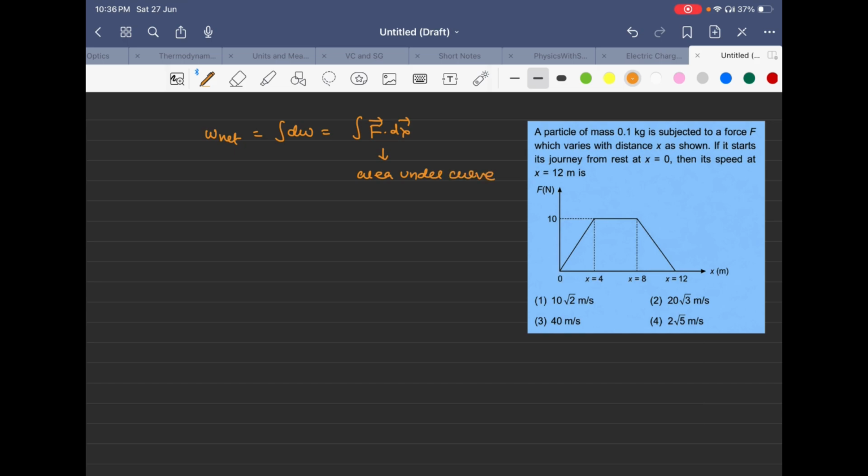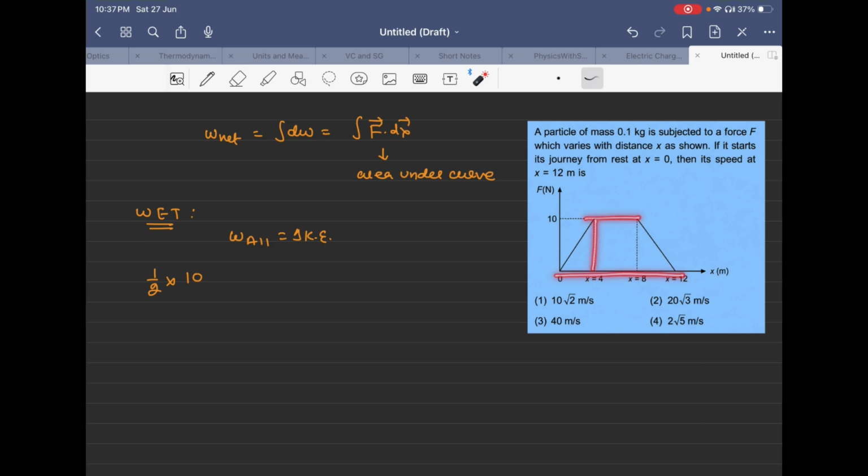So if you apply our work energy theorem, you will say work done by all forces is equal to change in kinetic energy. So the work done value will become equal to the area. You can consider it like one trapezium. So the trapezium area will become the formula 1 by 2 times height into sum of parallel sides. So the height value will become 10. This will be your height and these are the parallel sides.